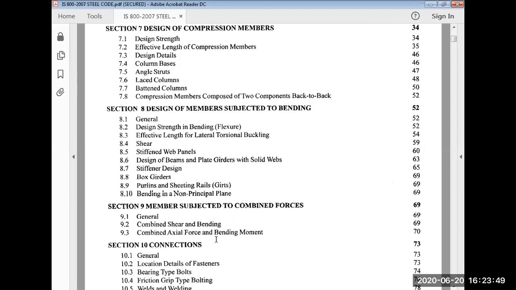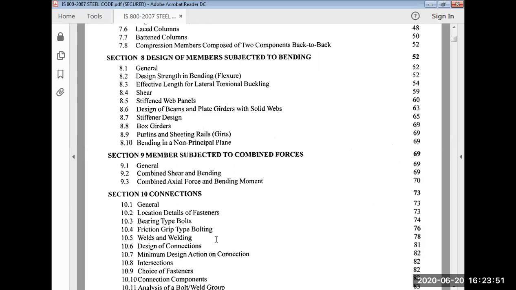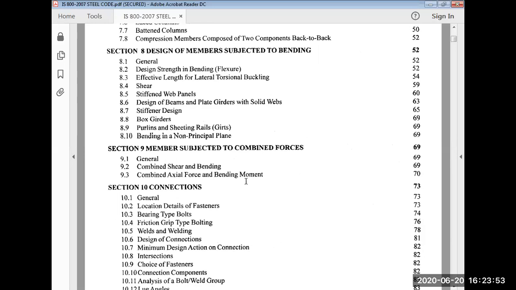Then section 9 in IS code, members subjected to combined force. So there may be some members on which combined force, meaning shear and bending force, is there, or combined axial force and bending force is there. There may be a column or beam; maybe due to torsional load, shear and bending force will also occur. So that is also given in this section.